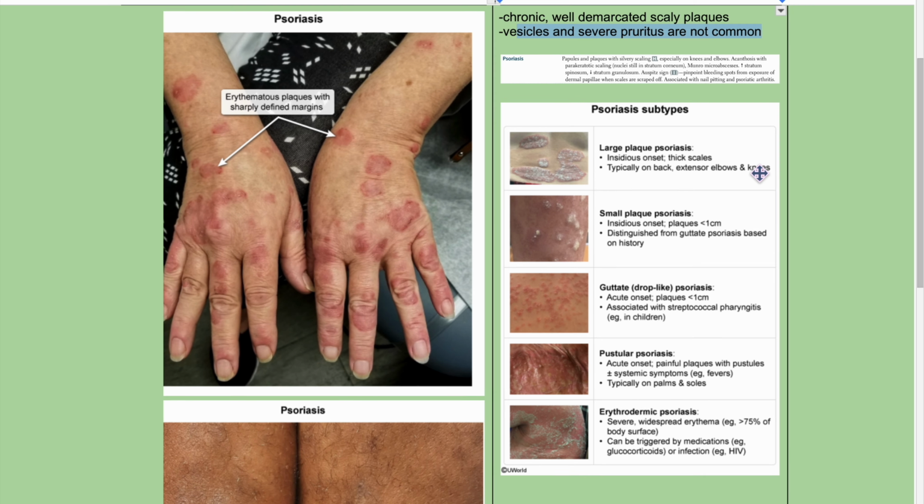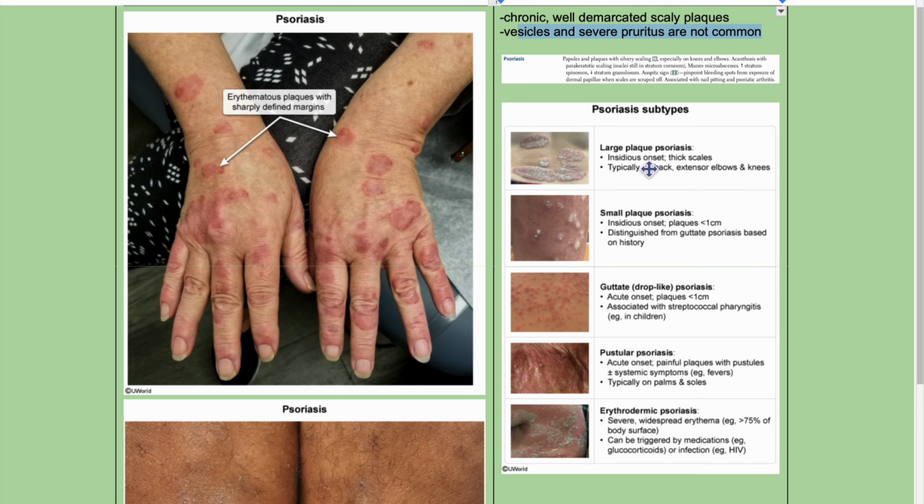And these are the subtypes of psoriasis. One is large plaque psoriasis, insidious onset, thick scales, typically on back, extensor elbows, and knees. Then you have the small plaque psoriasis. These are insidious onset plaques less than 1 centimeter, distinguished from guttate psoriasis based on history. Okay, so you got the large one, you got the small one, which is less than 1 centimeter, and then you got the guttate drop-like psoriasis, the leopard print one.